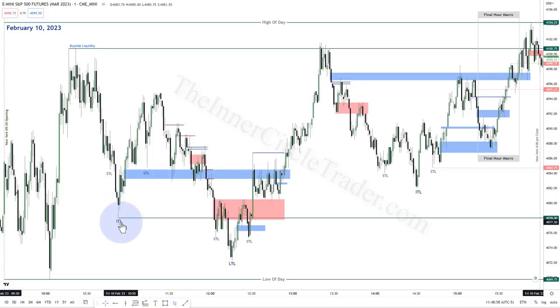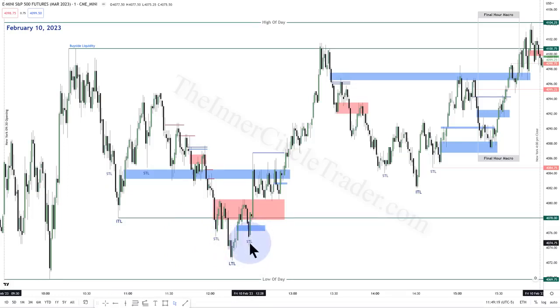So we have an intermediate term low, which is a low that is lower than the previous short-term low and lower than the higher low here. So there's 3 points, okay? Just like this is an intermediate term low here, this is an intermediate term low as well, because it has to the left of it a higher low and a higher low.